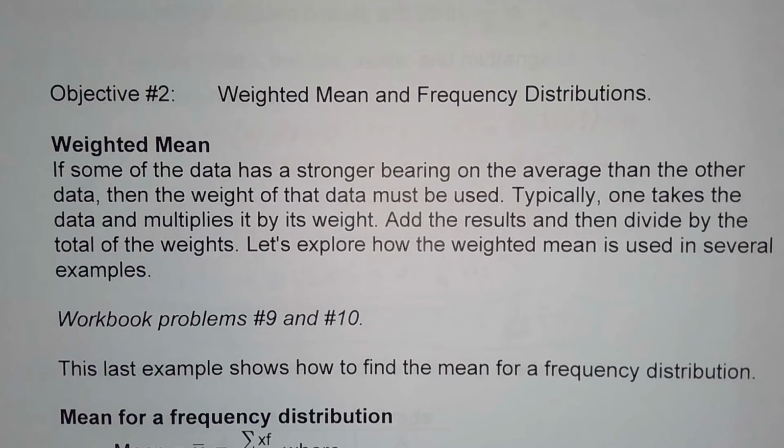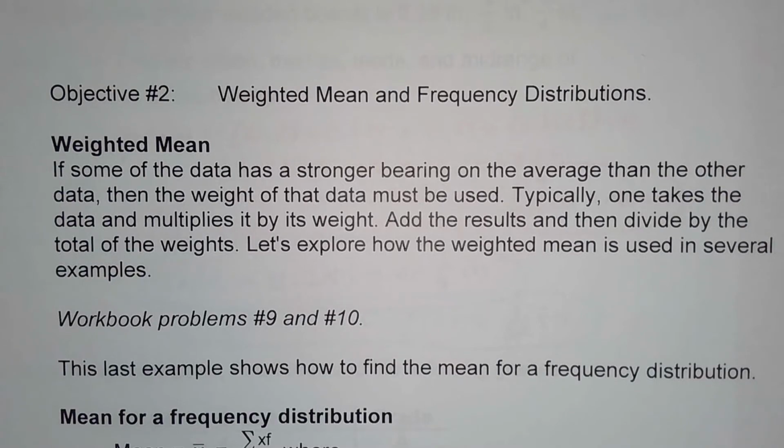Now we're going to talk about weighted mean and see how it applies to frequency distributions. Weighted mean: if some of the data has a stronger bearing on the average than the other data, then the weight of data must be used. Typically, one takes the data and multiplies it by its weight, adds the results, and then divides by the total weights. So let's explore how weighted mean is used in several examples.